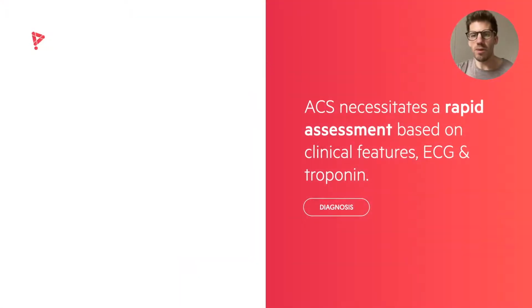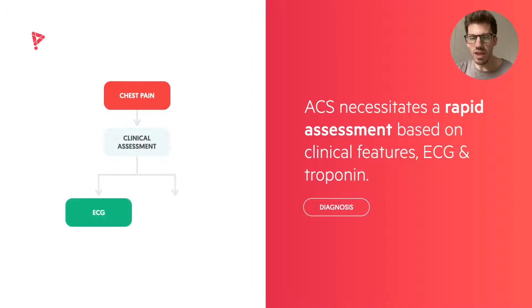So ACS is a medical emergency, and this necessitates a rapid assessment which is based on clinical features, ECG and troponin. So anyone presenting with chest pain, we need to do a rapid clinical assessment, which includes two principal investigations, an ECG, particularly looking for ST elevation in the early context of chest pain, and troponin, which is essentially a cardiac biomarker looking for cardiac myocyte injury.